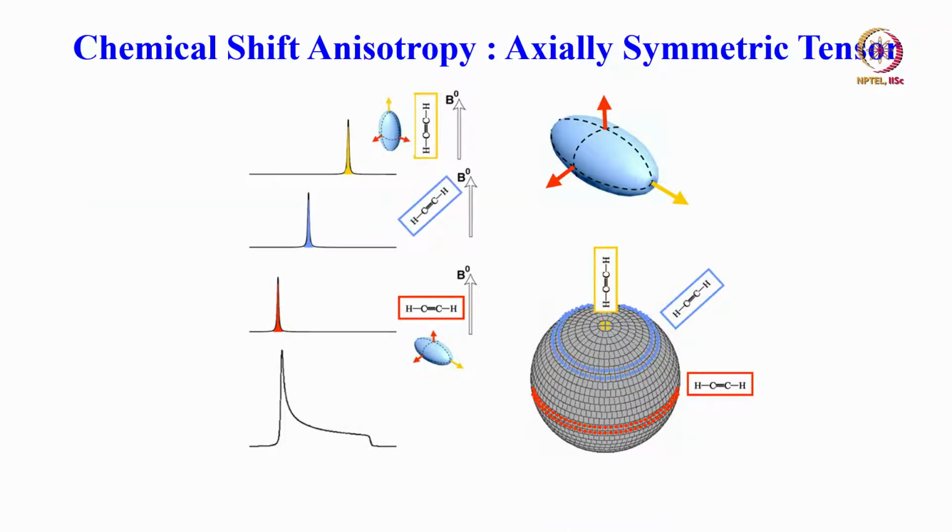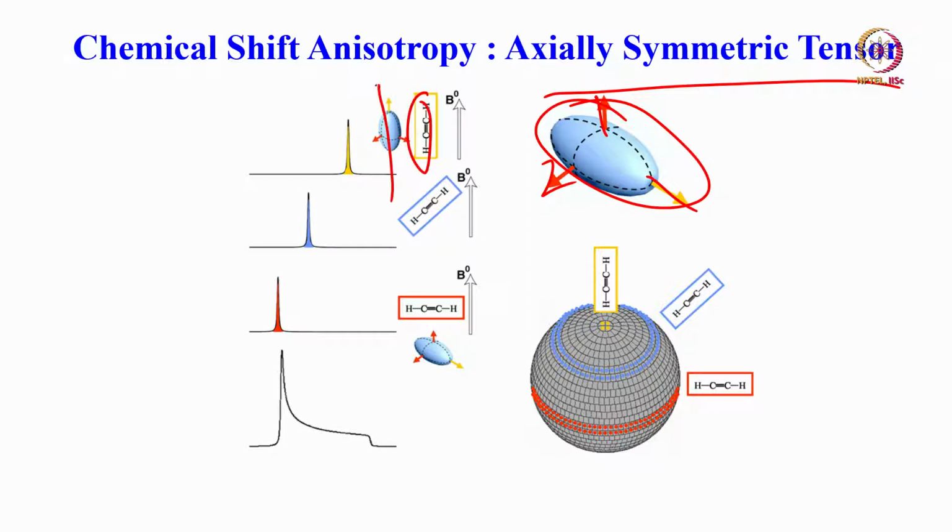Now, consider chemical shift anisotropy for an axially symmetric tensor, and I have the example of an ellipsoid like this. There are three possible orientations. If the long axis of the ellipsoid is in the direction of the magnetic field like this, then this is the chemical shift. If the long axis of the molecule is making an angle with respect to the magnetic field like this, then this is the chemical shift. If the long axis of the ellipsoid is at 90 degrees, perpendicular to the magnetic field, its chemical shift is here.